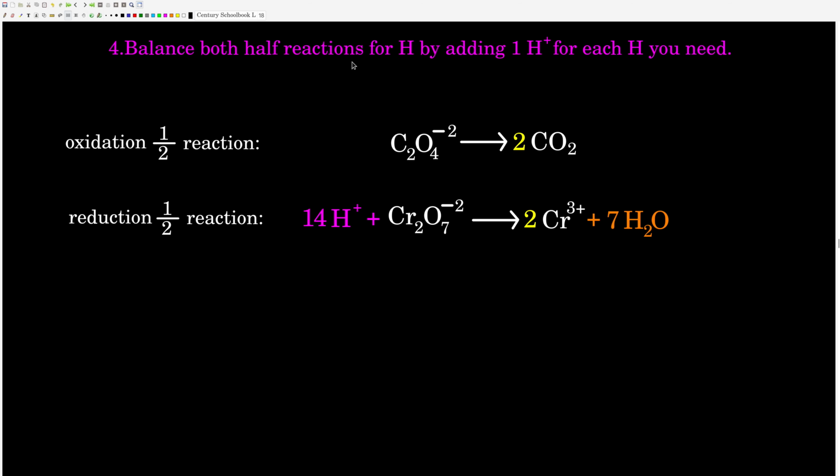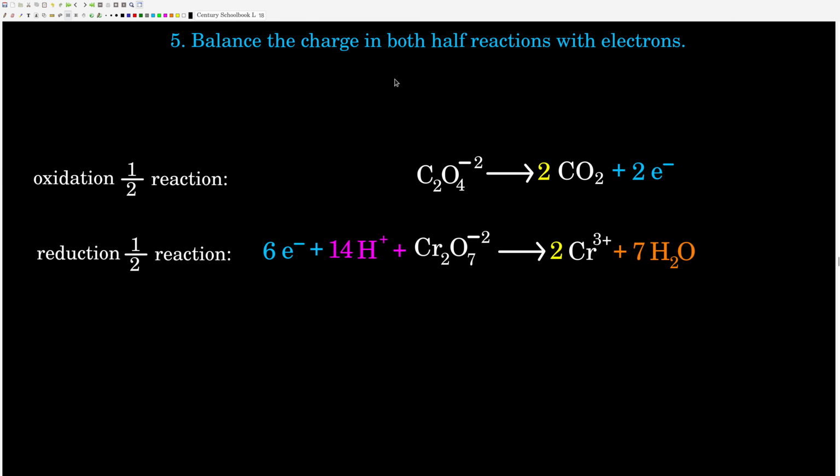It says balance the hydrogens by adding the hydrogen ion, H+, for every hydrogen atom that you need. Well, there are none in the oxidation half reaction, so we're done with that one. For the reduction half reaction, though, we had 7 times 2 is 14 hydrogens on the right and none on the left. So we needed 14 hydrogens on the left. So I added 14 hydrogen ions, 14 H+. And now hydrogens are balanced.